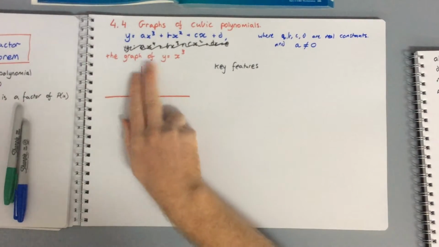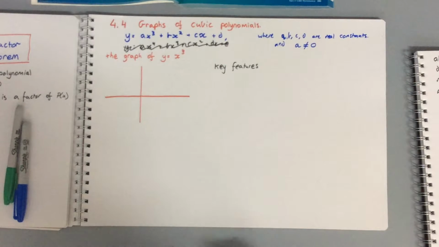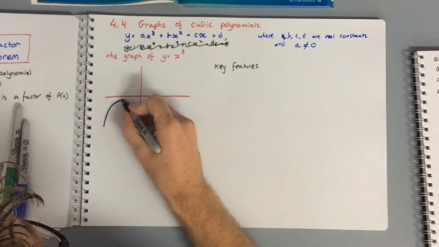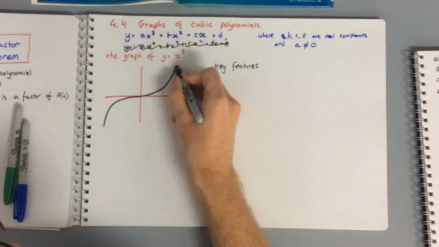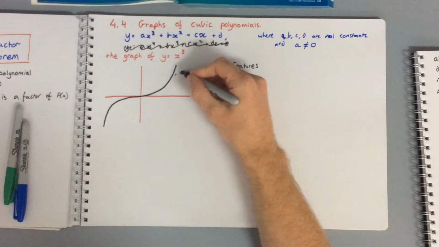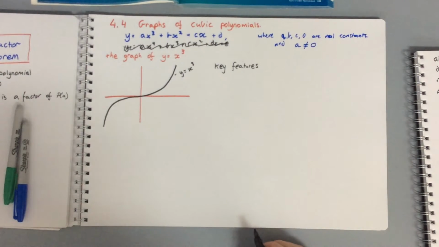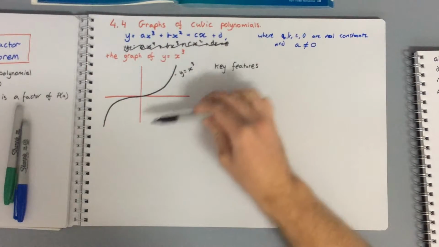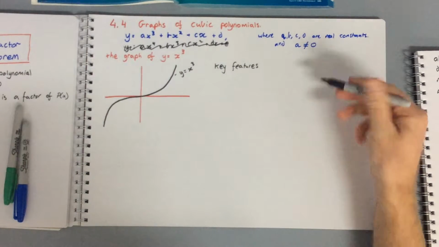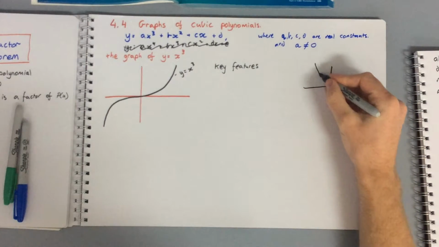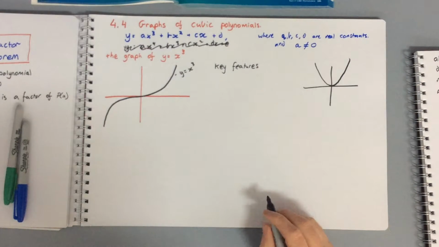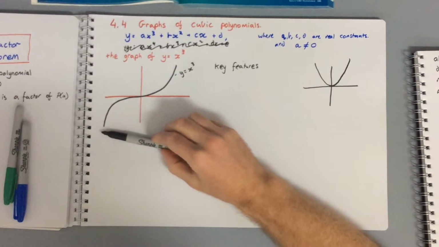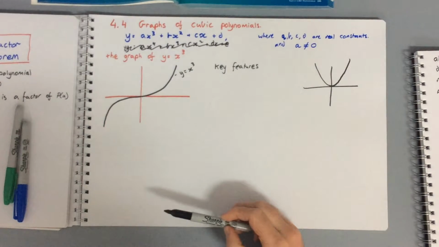So let's have a look at the general graph, what it looks like for x cubed. Basically it looks like this. y equals x cubed. We're going to look at dilations and translations later, but to start with, like our quadratic, it generally looks like that, and then we moved it up and down, left and right. Similar case for this, and that's our general equation.